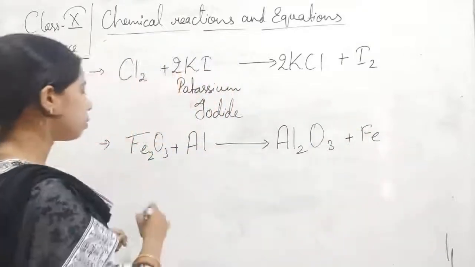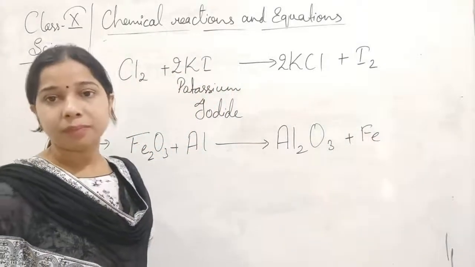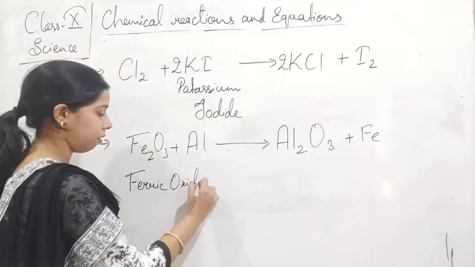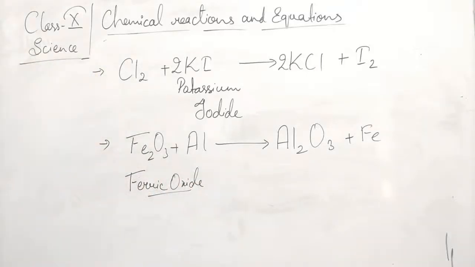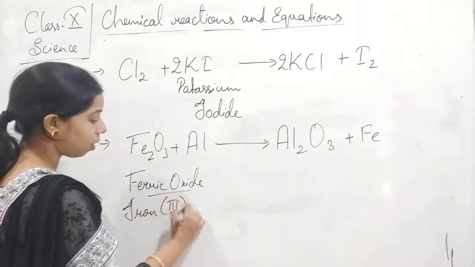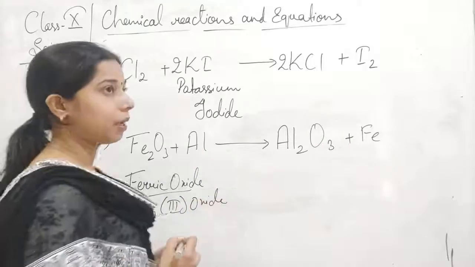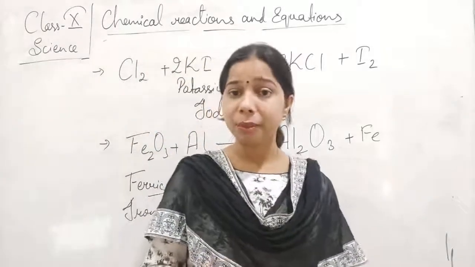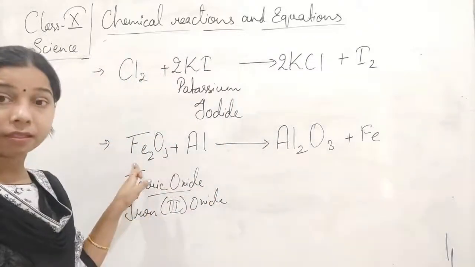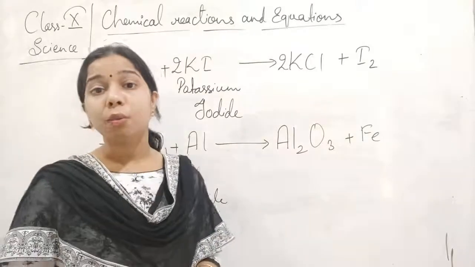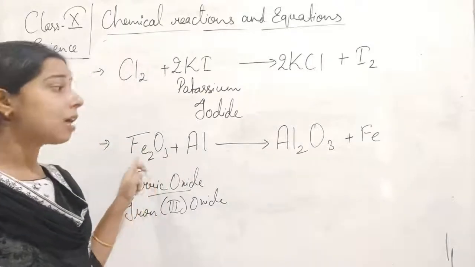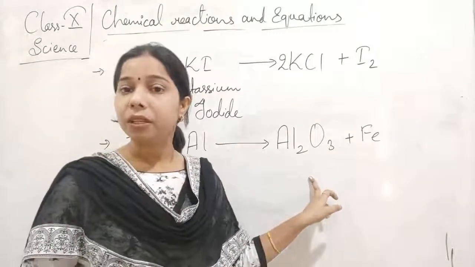Now you see here, students, this is the ferric oxide, or we will call it iron third oxide. When this iron third oxide reacts with aluminium, or aluminium is added in this reaction, what happens? Aluminium will displace the iron. This proves that aluminium is more reactive than iron, so it displaces the iron, and instead it will form the aluminium oxide.